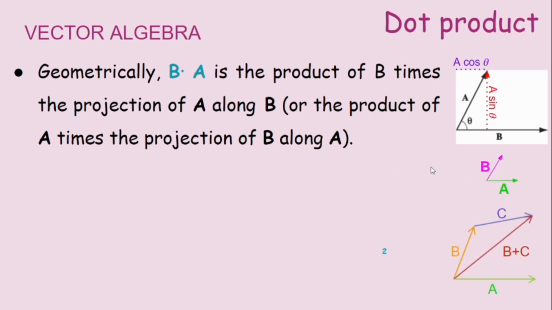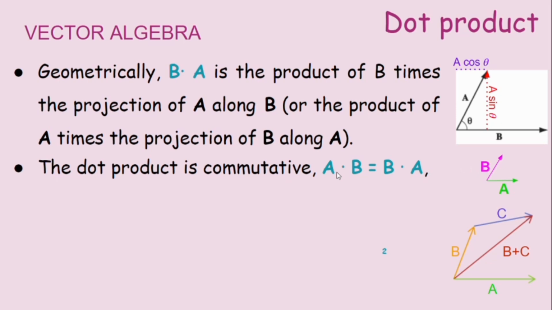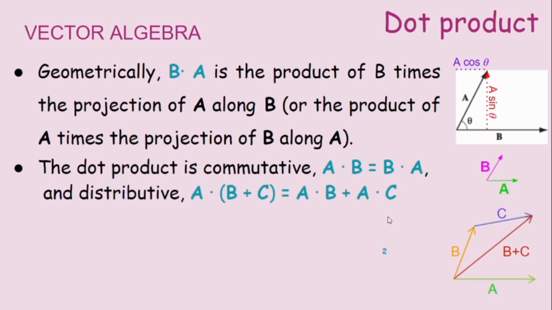Now we will see that this dot product is commutative. A dot B equals B dot A. Now in the second figure we can see that the dot product is also distributive, which means that we can take the dot product of A with the sum of two vectors, and we can also take the dot product of A with the two vectors separately. This is the sum of B and C vectors, and we will take the dot product of this sum B plus C with this vector A.